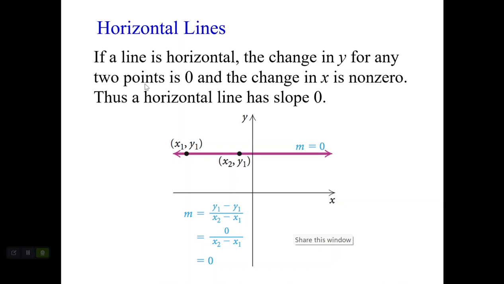And then we also know the horizontal line: y did not change, so the change of y will be 0, so slope will be 0. All right, so this is kind of like cross-country skiing, right? Very easy. The slope is 0.